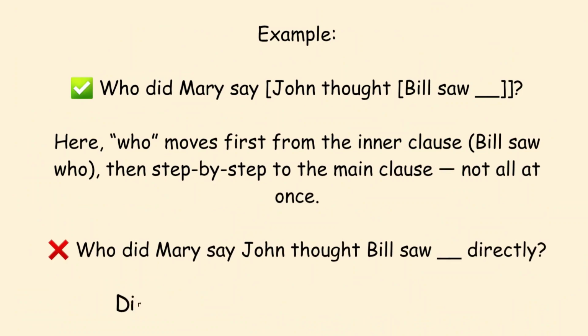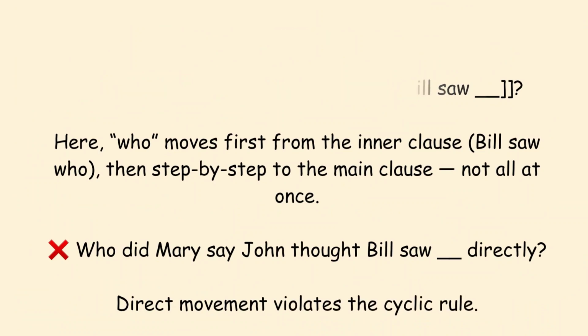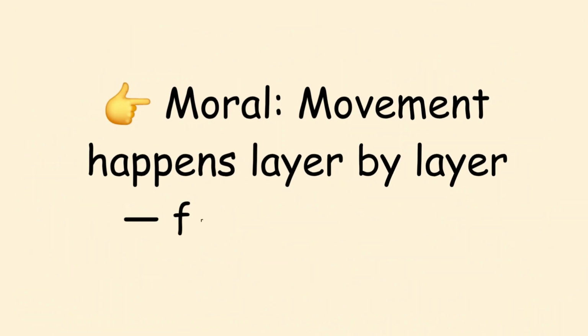Who did Mary say John thought Bill saw directly? Is wrong. Direct movement violates the cyclic rule. Movement happens layer by layer, from inside out.